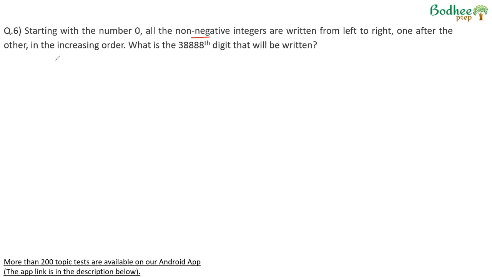Okay. Now, if you look at one-digit numbers, there are 10 one-digit numbers. You start from 0 because you're starting from non-negative. One-digit numbers, 10 in number, each having one digit, therefore 10 digits will be written, when we write 0, 1, 2, 3, 4, 5 up till 9.